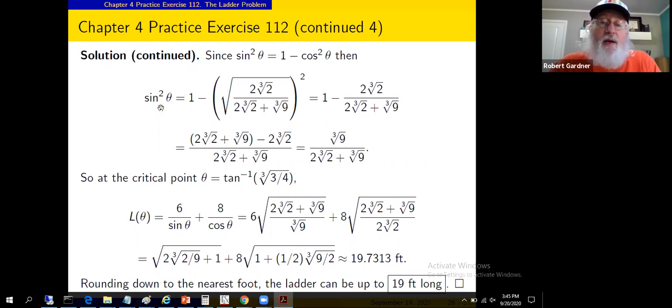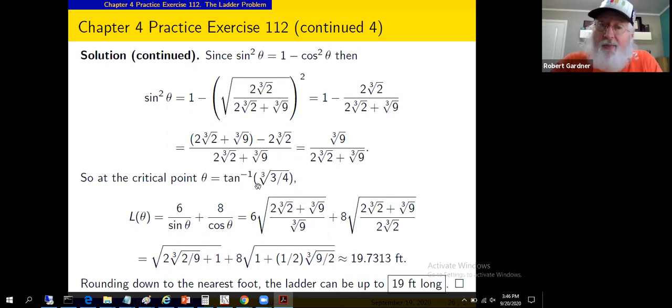We could find the sine of theta by taking a positive square root of this. What that would produce is the reciprocal of this quantity. I didn't stick that part in. We got sine squared theta equal to this, so you can find the sine of theta by taking square roots.